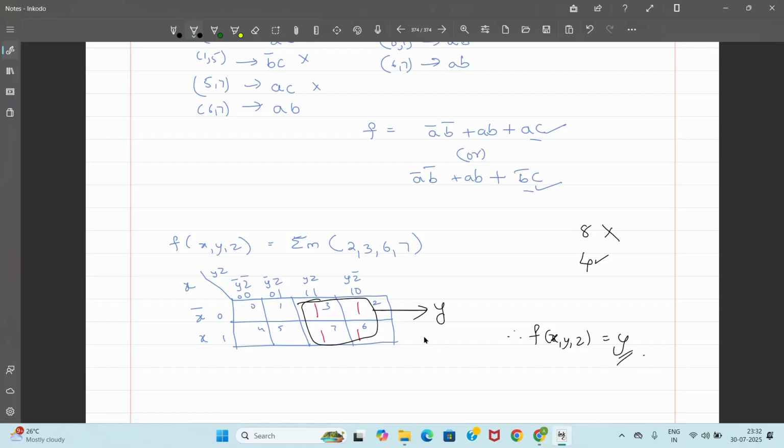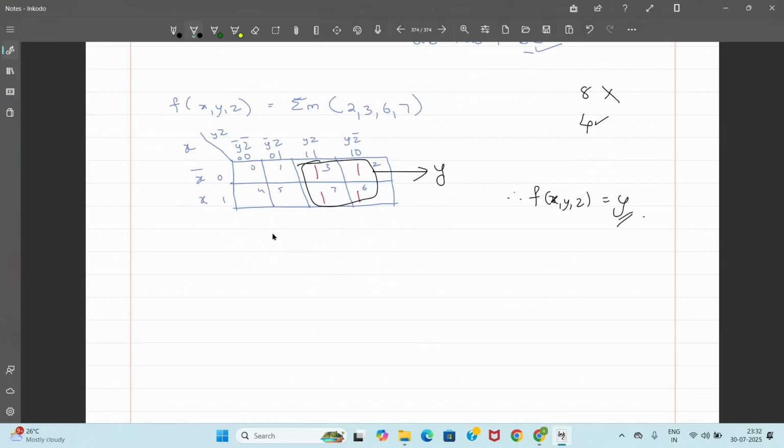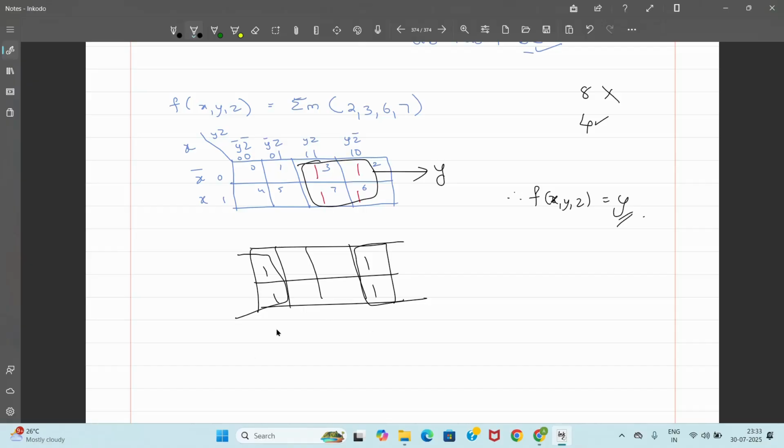So therefore, you will get f of x, y, z is equal to y. This is the solution. There is another way: if at all you have a question where you have these 4 cells equal to 1, then please don't make a pair like this. You should remember that corners of the K-map can be grouped together. So this becomes a quad, not pairs. So this is another way of grouping the corners in 3 variable K-map.